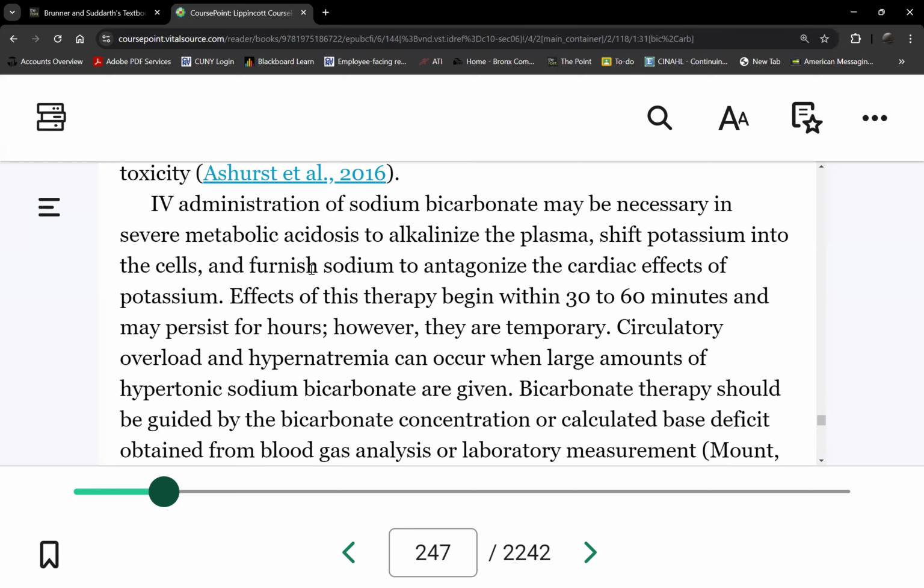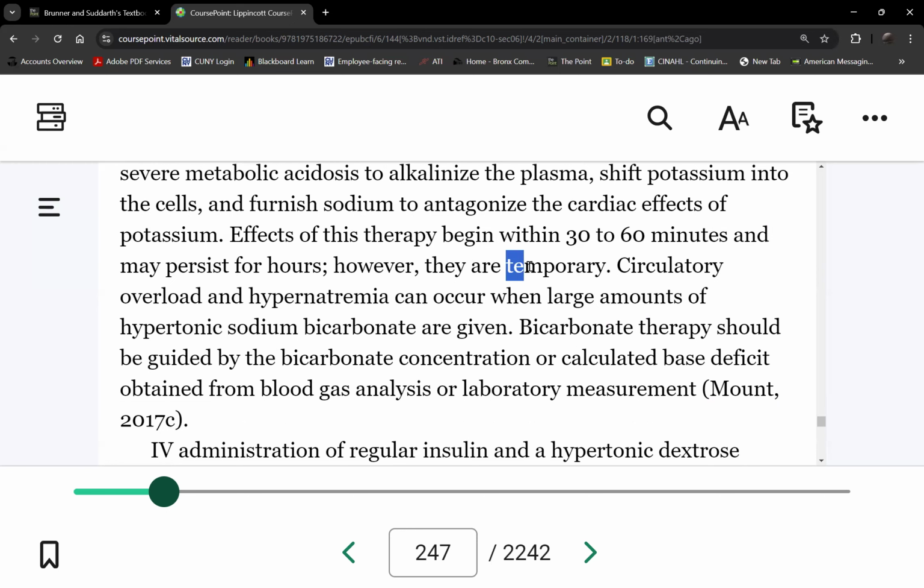But did it do the job? Yes, though it didn't remove the potassium. Potassium is still high in the body, but what did you do to it? You lowered it by shifting it momentarily. Okay, this is again only temporary. So just like IV calcium gluconate, this will work right away. It begins as fast as 30 minutes or 60 minutes, okay, and then lasts for a few hours. And again, is this permanent? Temporary only. Okay.